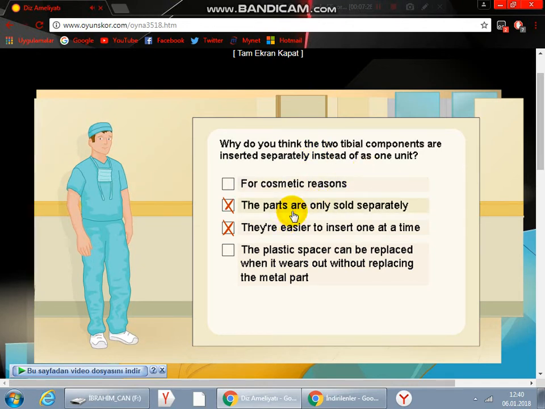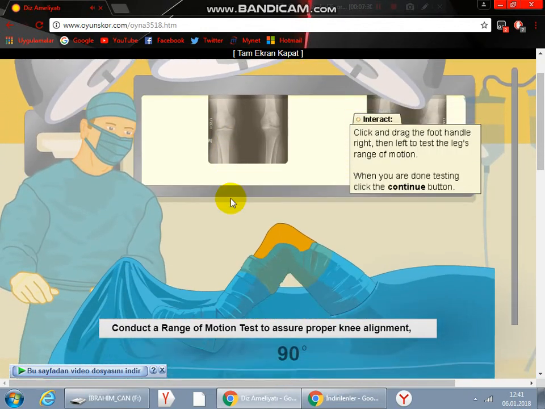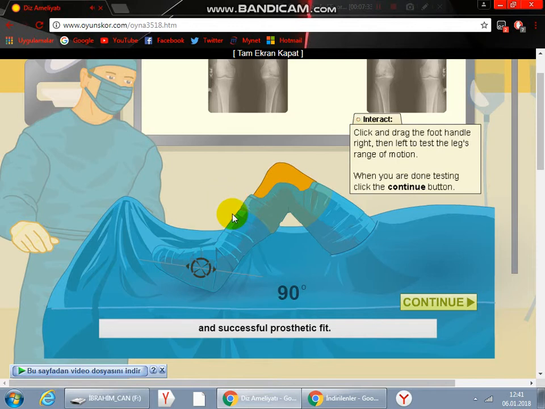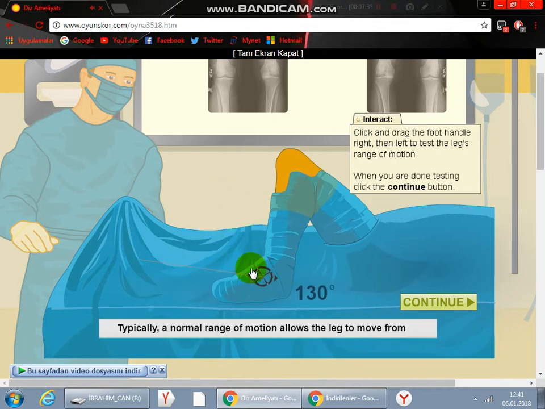Conduct a range of motion tests to assure proper knee alignment and successful prosthetic fit. Typically, a normal range of motion allows the leg to move from 0 to 130 degrees. How does our patient's range of motion look?